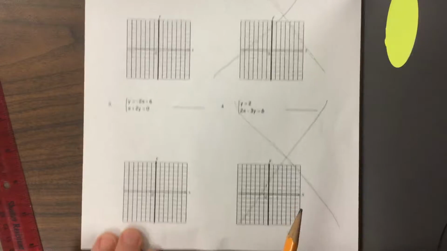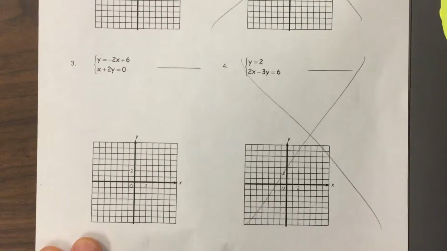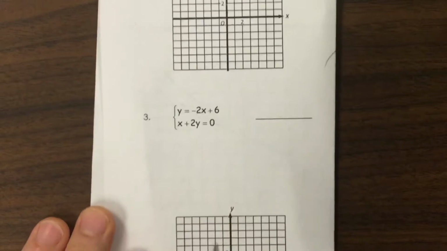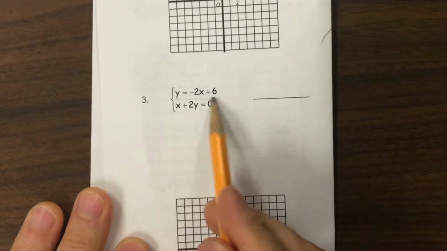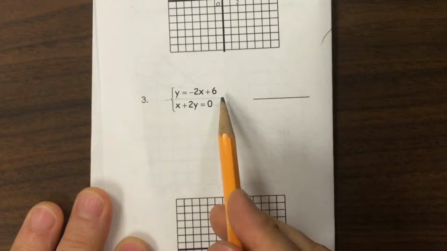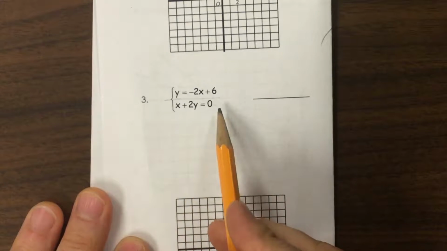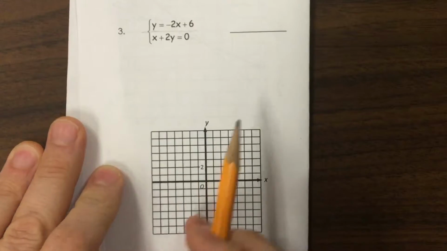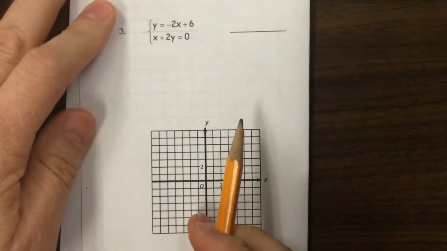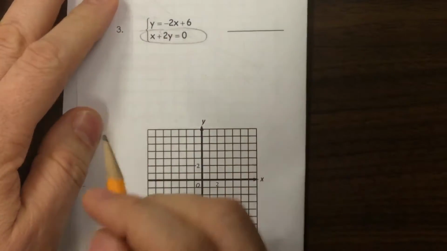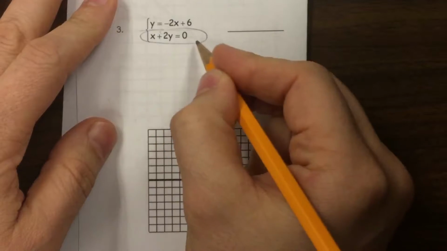All right, so let's go ahead and start on number 3. The reason I picked number 3 is that they're not all in slope-intercept form. If you look at this one, this is ready to go in the calculator or just a graph, but this one's not. So I'm going to show you 2 techniques you can use to go ahead and graph that second equation easily. Okay, so we have x plus 2y equals 0.